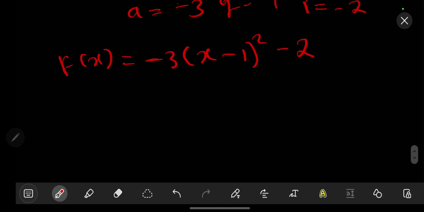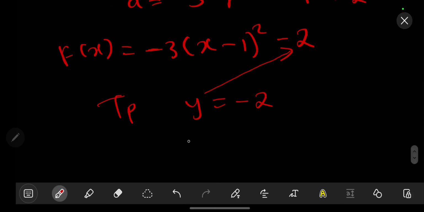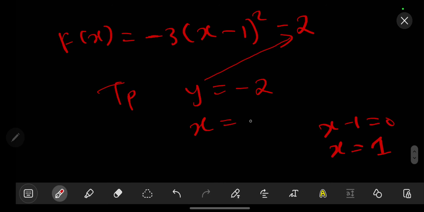So the turning point, y should be equal to, according to the vertex form, you just take the last value there, which is a negative 2 like that. Then the turning point for x is found by equating this to 0. So our x minus 1 is equal to 0. So x is equal to positive 1 like that. So this is our value for that one.